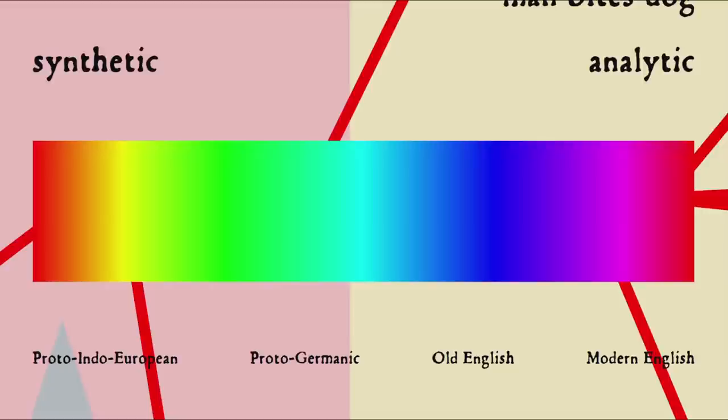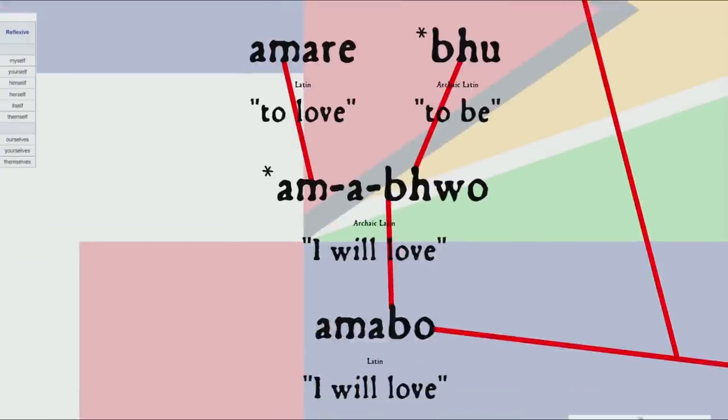English has seen the movement from synthesis towards analysis over its history, even more so taking into account the loss of inflection from Proto-Indo-European to Proto-Germanic to Old English, and this can be seen in a number of other European languages as well. But the reverse process happens too.